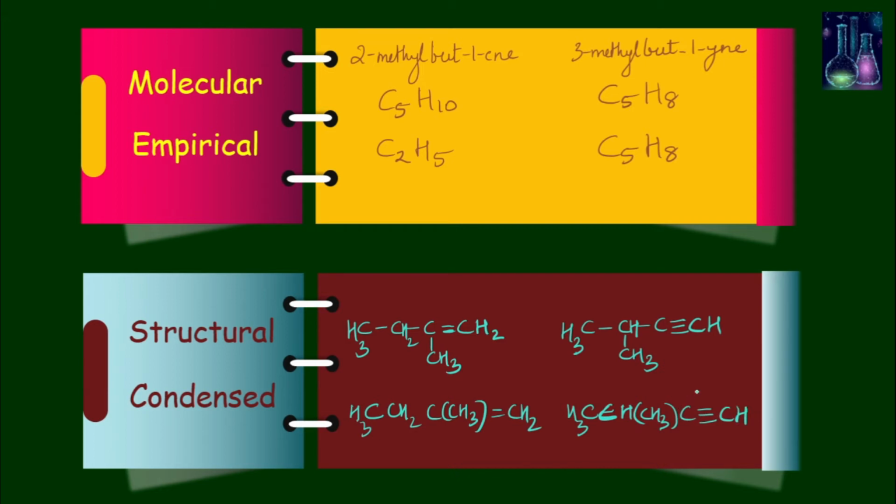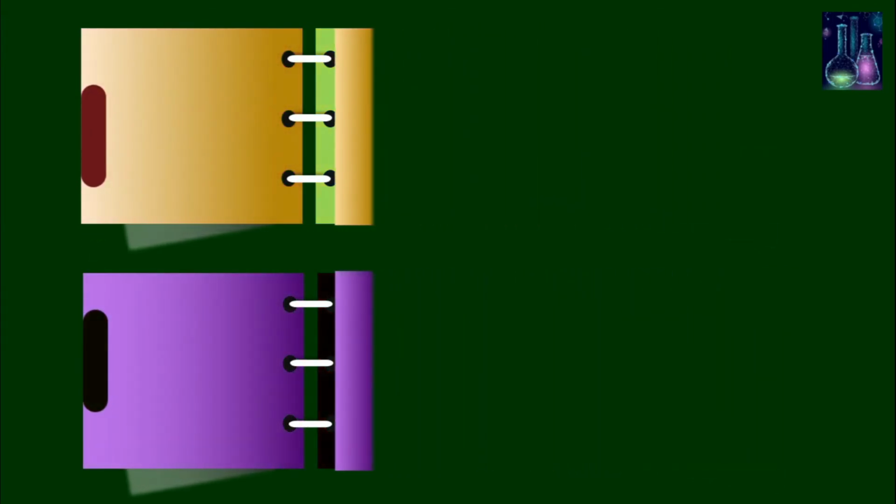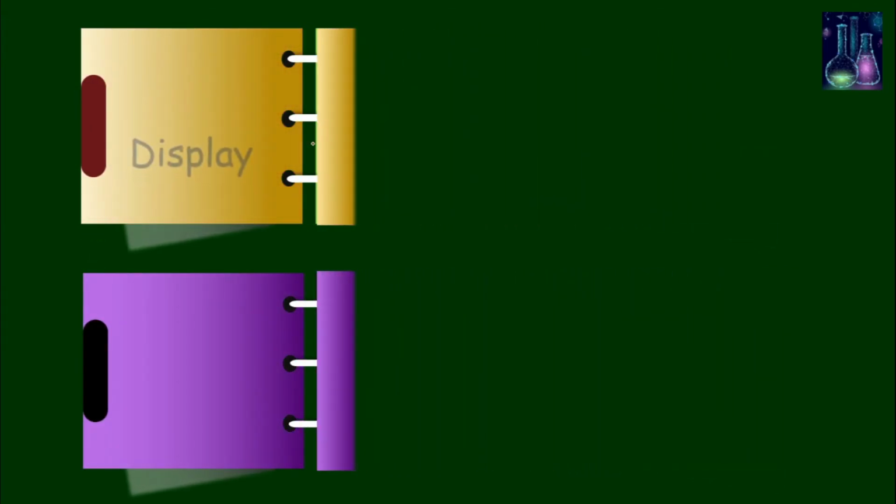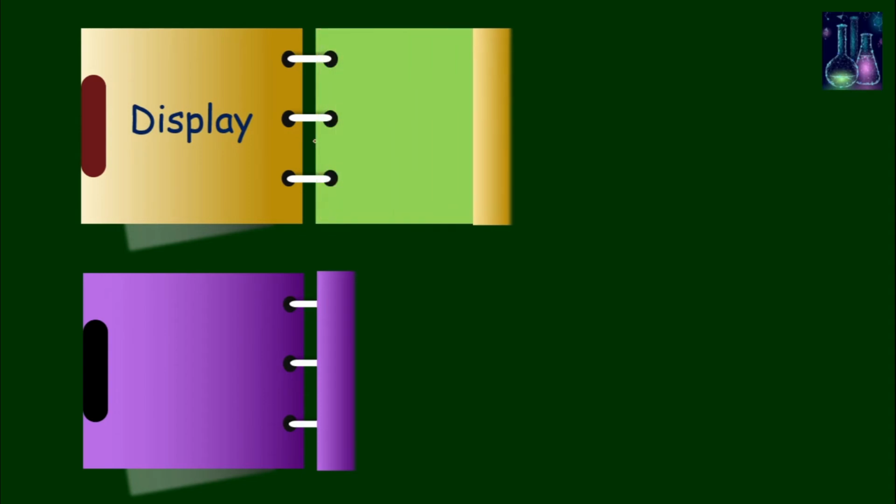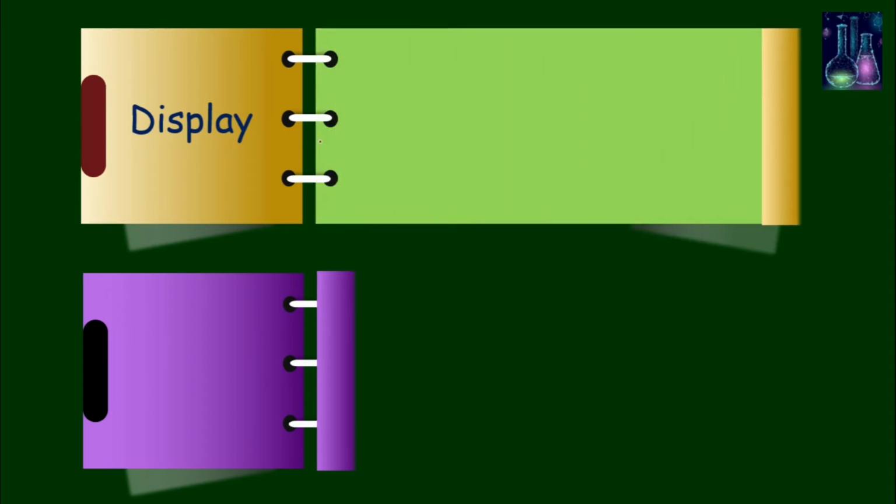Now let's see the display formula for the 2 molecules. In display formula, we need to draw all the bonds. Now for the first example, it's but-1-ene, so we will draw all the 4 carbon atoms and put a double bond, and it has a methyl substituent at the second carbon. So now let's draw the hydrogen atoms.